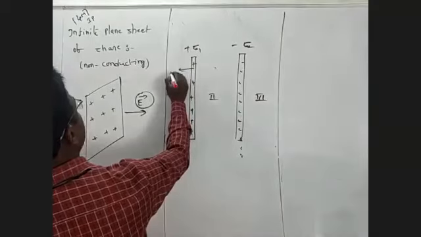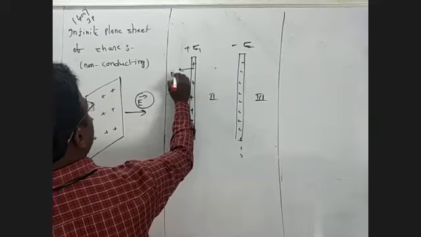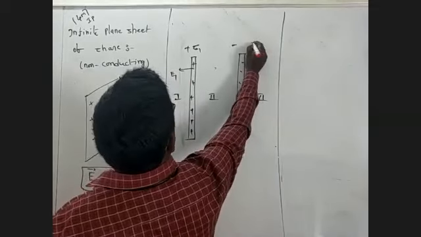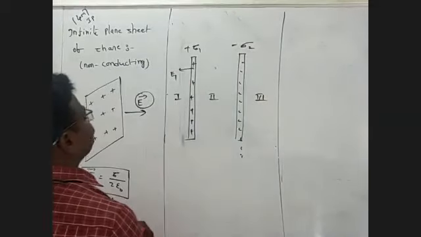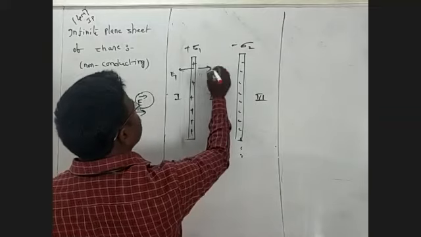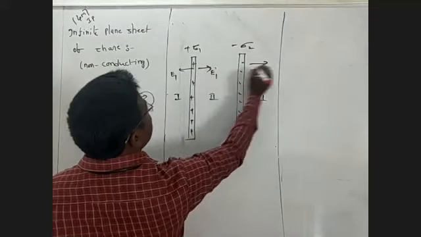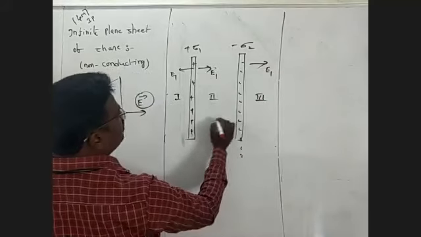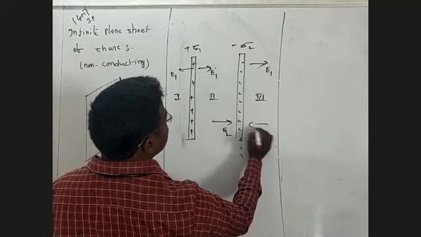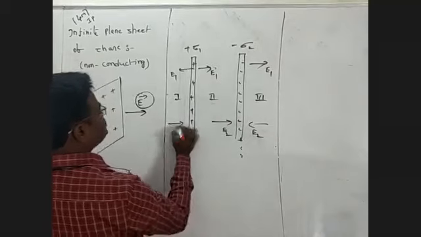This is the direction of electric field. E1. This is sigma 2. So this is E1. For this one, inward. This is E2. For this one is E2.